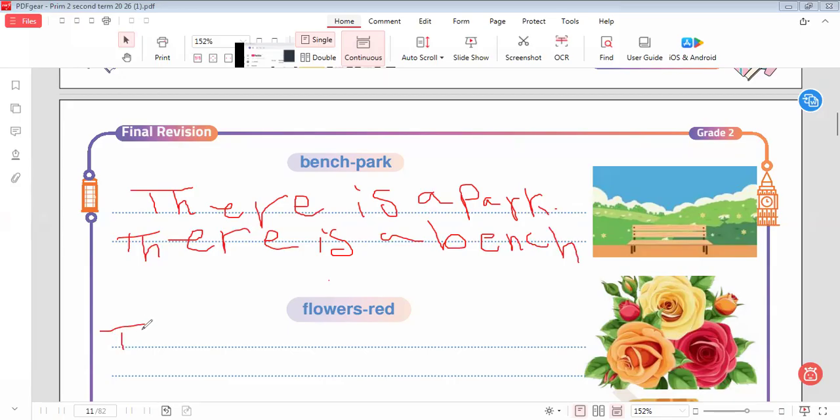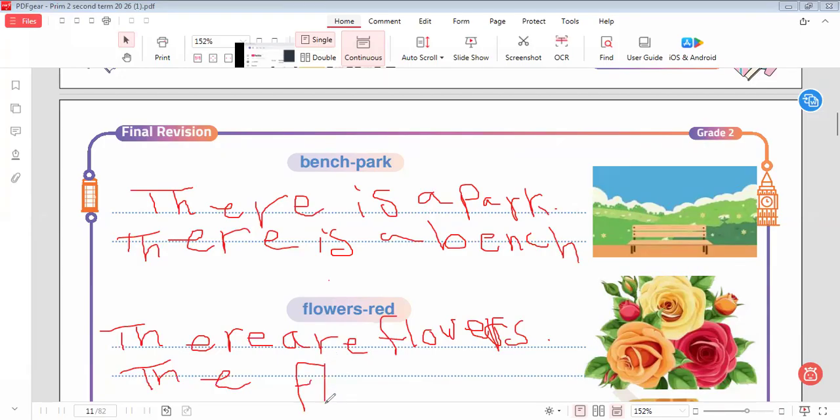There are flowers. The flowers are red. There are flowers. The flowers are red.